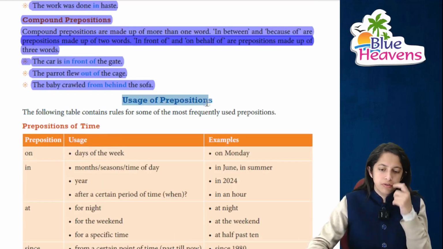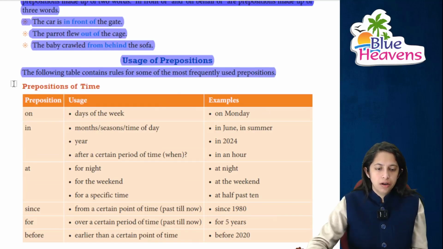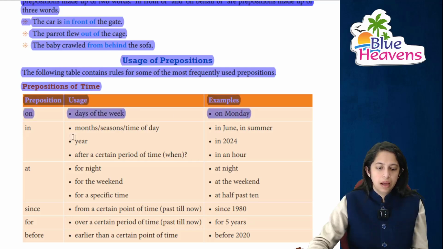What are the usages of these prepositions? The following table contains the rules that are most frequently used. What are the prepositions of time? जैसे कि ये preposition है, उसका usage है और उसका example है. जैसे on का days of the week, on Monday, right? इनमें month, season and time of the year, time of the day, ठीक है. तो in June, in summer, right.